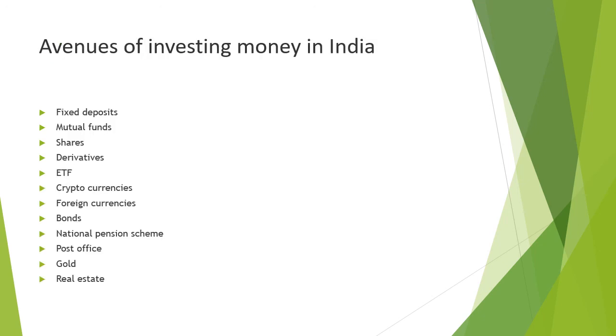This may be the last slide of this class: avenues of investing money in India. There are a lot of avenues: fixed deposit, mutual fund, shares, debentures, ETF, cryptocurrencies, foreign currencies, bonds, national pension scheme, post office, gold, real estate, et cetera. So we can have different options. This particular course is concentrated on stock market investment, and we can look at the details of stock market investment in the coming classes.